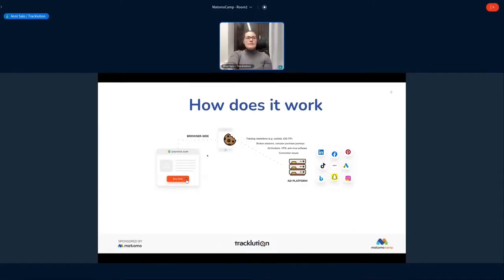So as you can see in this picture, I have a website here, whether it's e-commerce or lead generation or any other website you might have. And all the tracking that happens there happens on the browser side, which means that it relies on the browser and on the user's device to load all these things while the user is using your website.